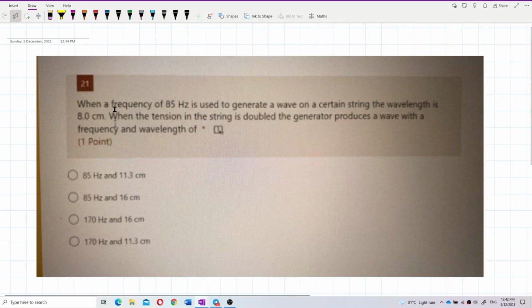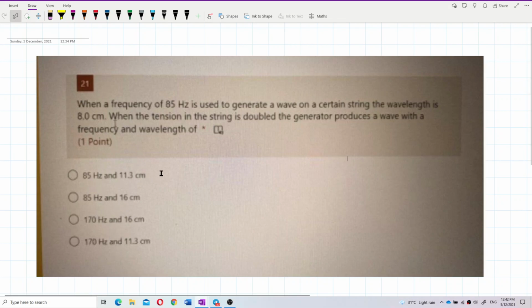When a frequency of 85 Hz is used to generate a wave on a certain string, the wavelength is 8 cm. When the tension in the string is doubled, the generator produces a wave with frequency and wavelength of... So it gives us a set of frequency and wavelength.